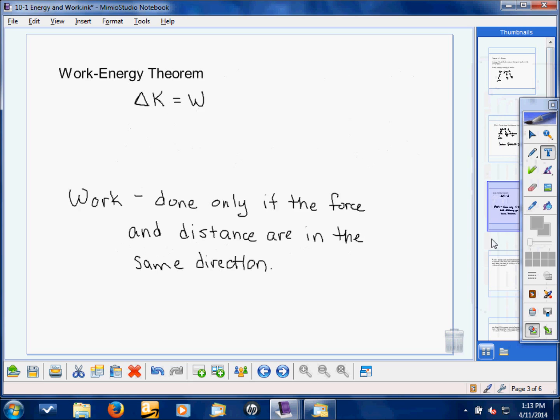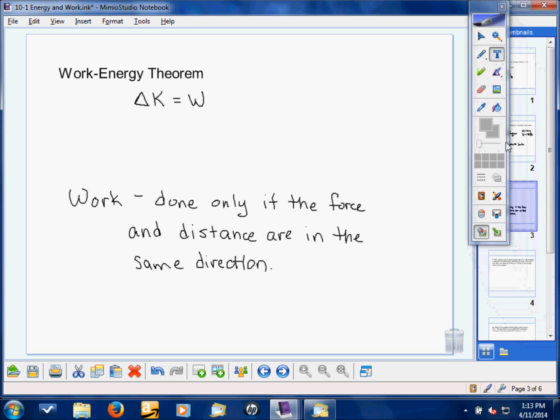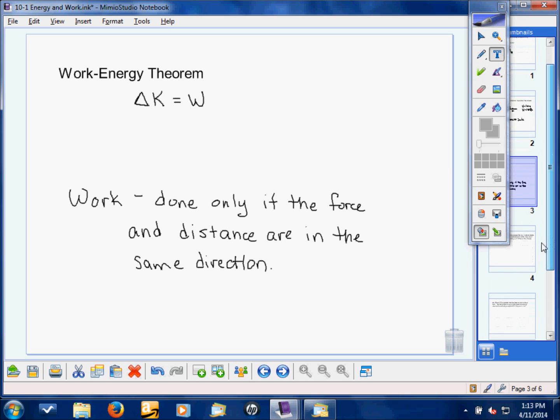And then the last thing we said is that work and energy are so closely related that if you have a change in the kinetic energy, that equals the work done. Or if you do work on something, then it causes a change in its energy of motion. Okay? And this is just reiterating that idea that work is done only if the force and distance are in the same direction. So where we are on this is we need to work through some examples, some problems.